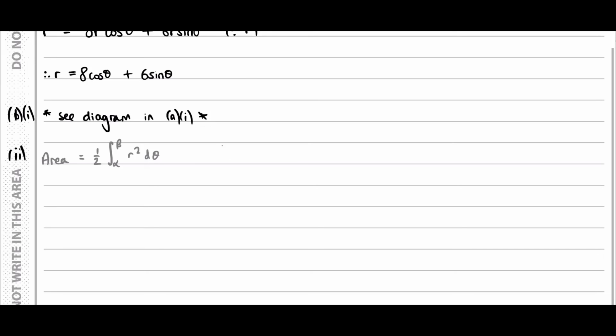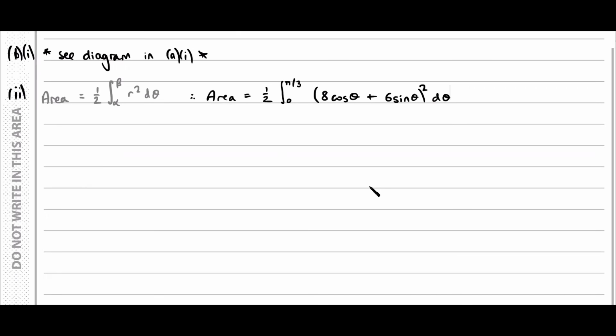So we can say over here that the area is equal to a half times the integral from 0 to pi over 3 of r squared. Remember, r is 8 cos theta plus 6 sine theta, so we square this and we have d theta. And the next couple of stages of the question is simply working out this entire integral. Okay, so we'll do this step by step slowly.